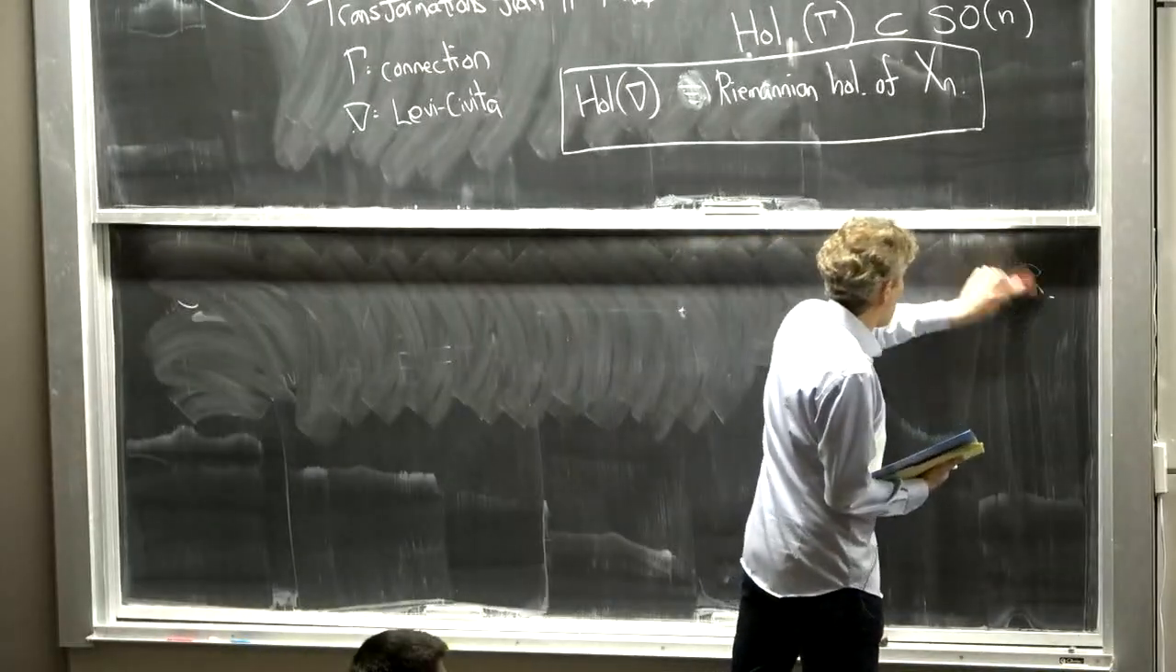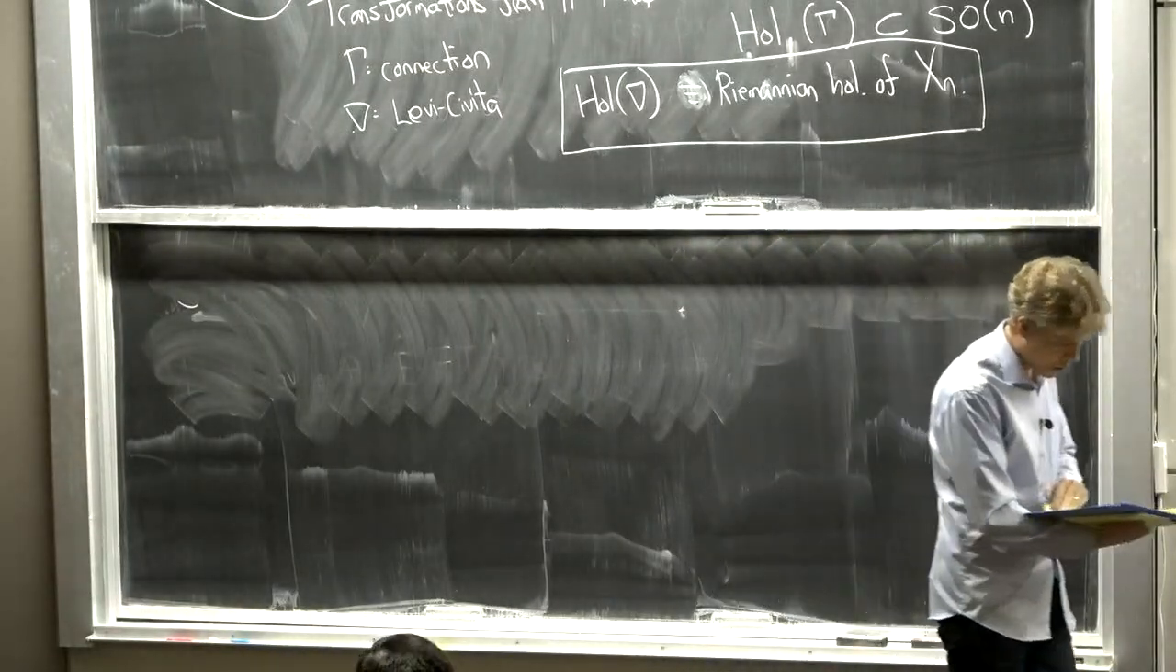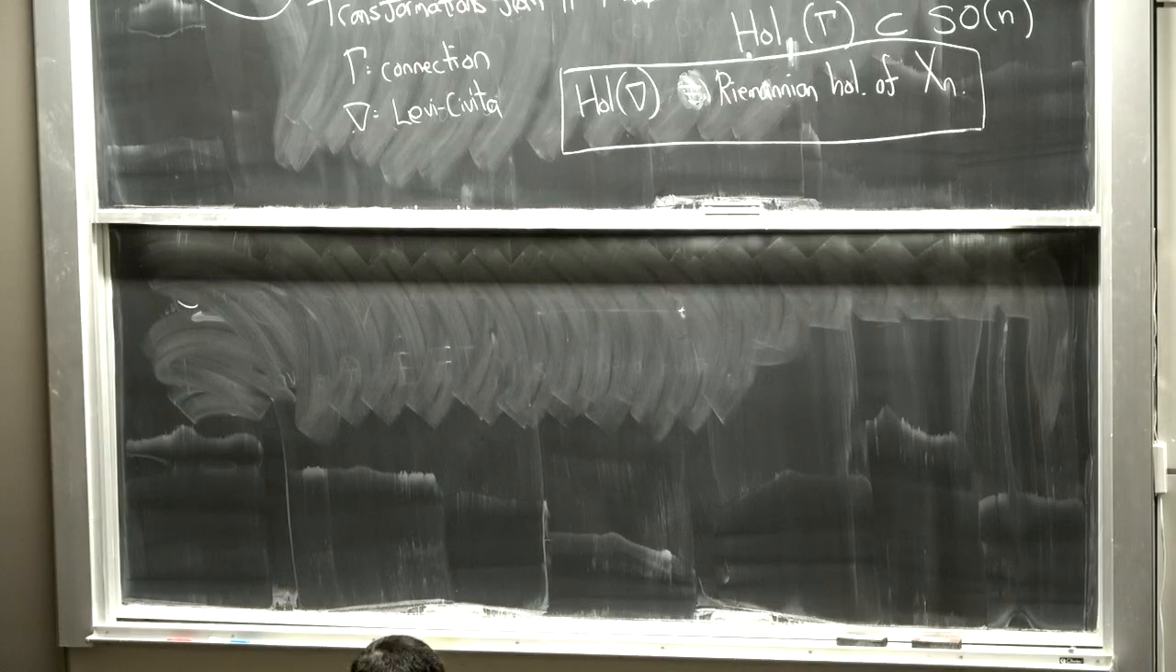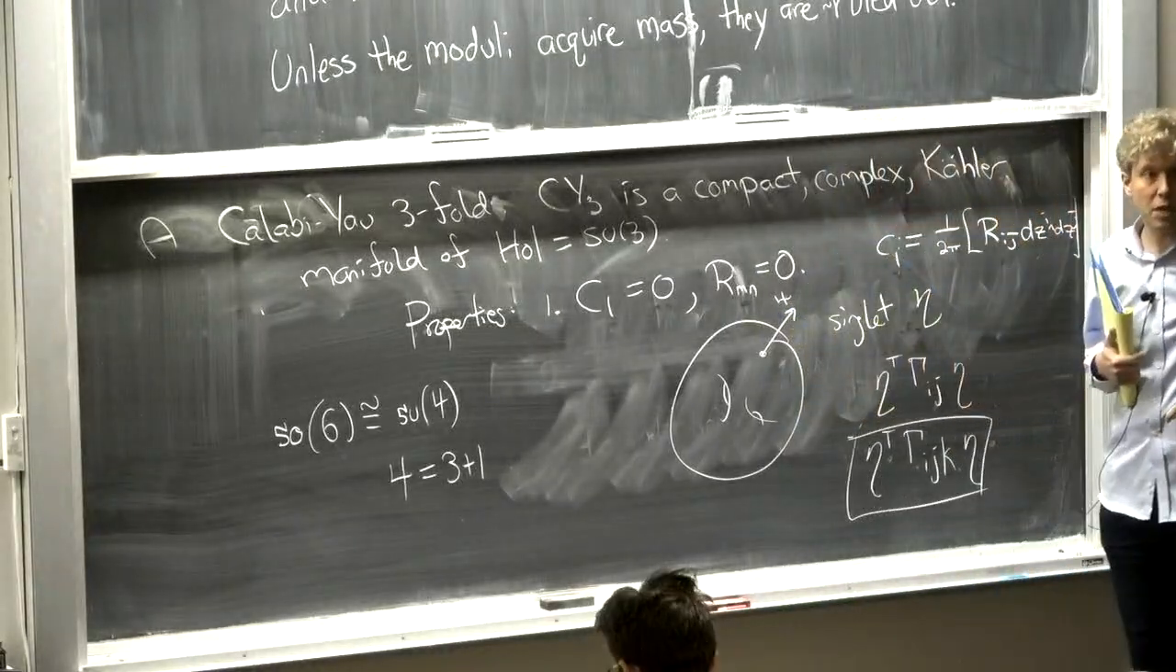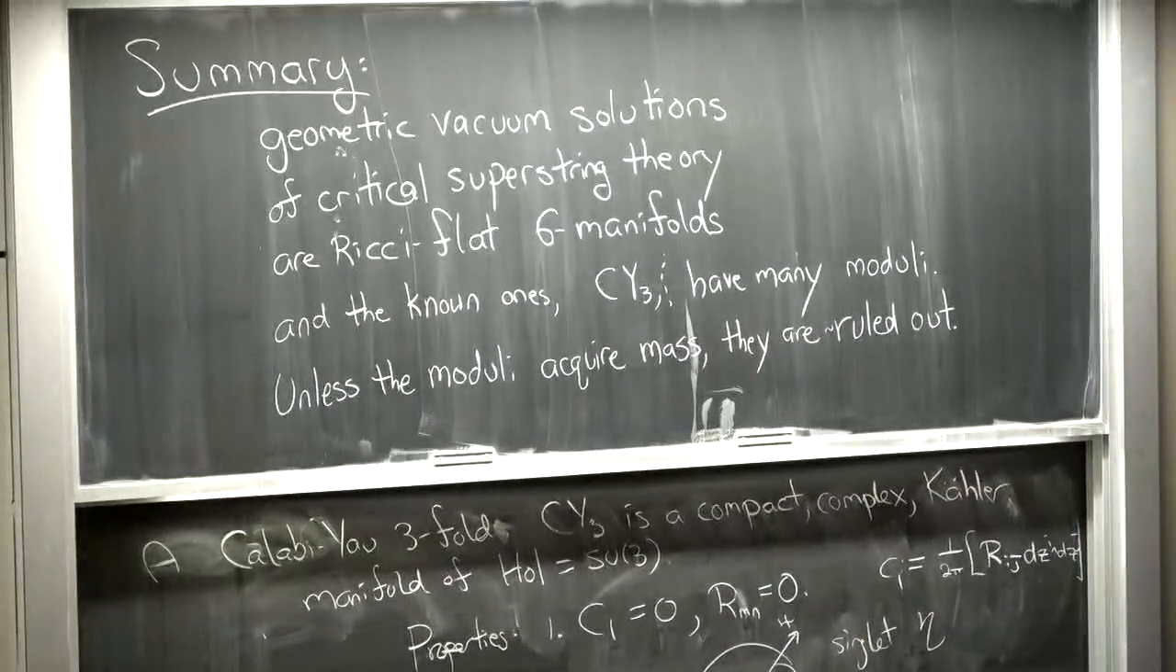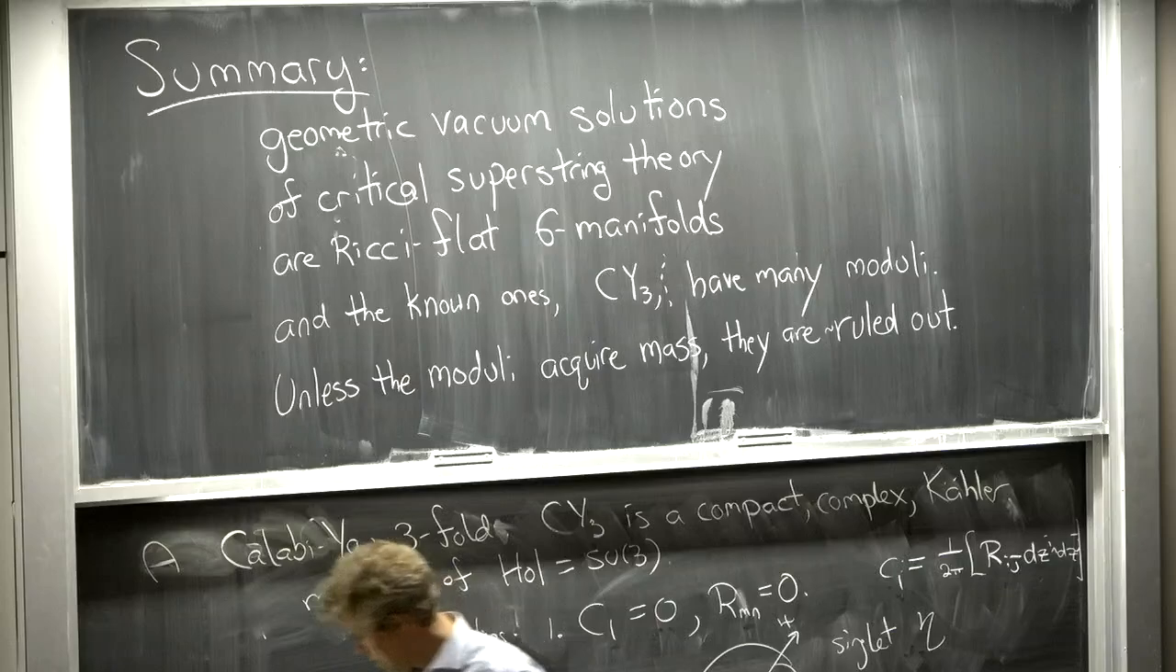Okay. So now, what do we do in the remaining 21 minutes? Well, we're going to talk about a problem. We've gotten up to here, the known Ricci-flat manifolds being Calabi-Yau threefolds, and we want to know that they have many moduli. So what is a modulus? Okay, so problem.